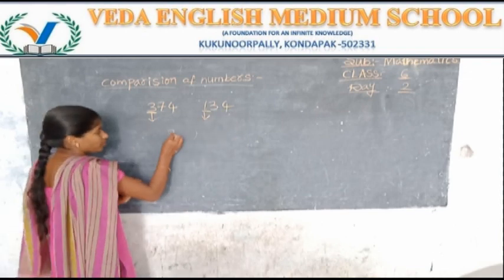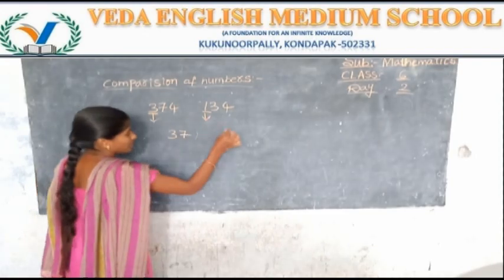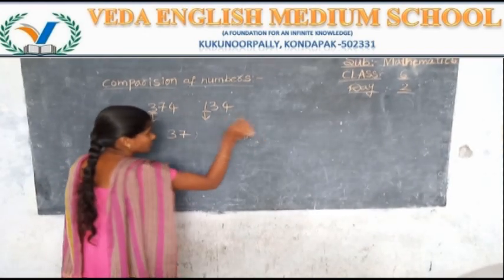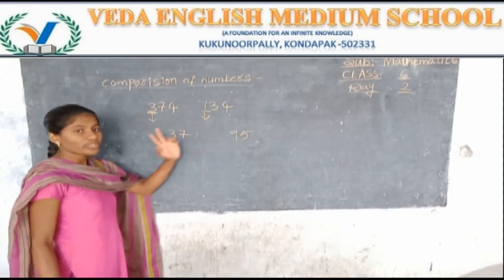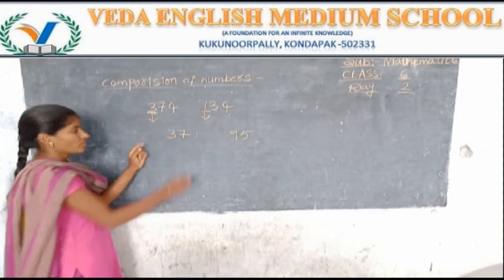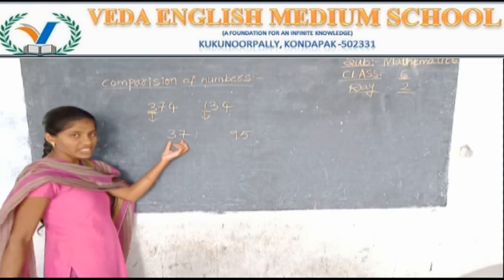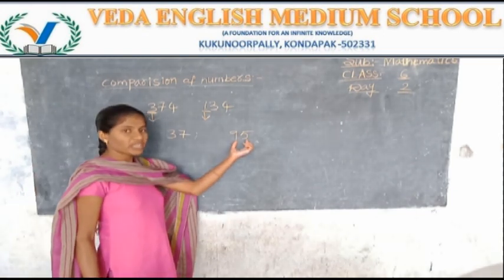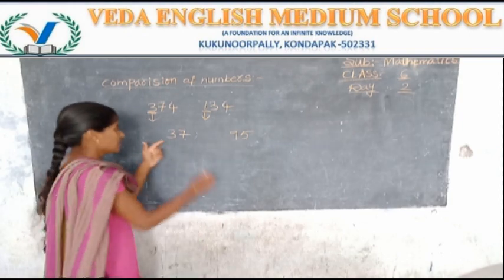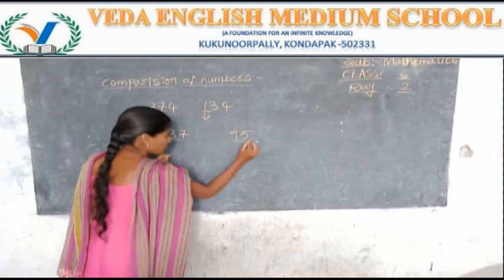I'll write one more. It is 37, it is 95. First of all, you have to count the digits. How many digits are there? 1, 2. Here in the 37 we have 2 digits. Now come to the 95. How many digits are there? We have 2 digits.